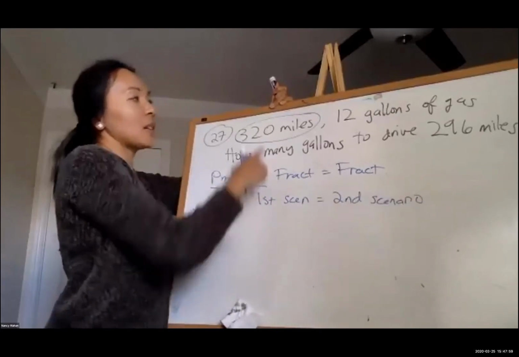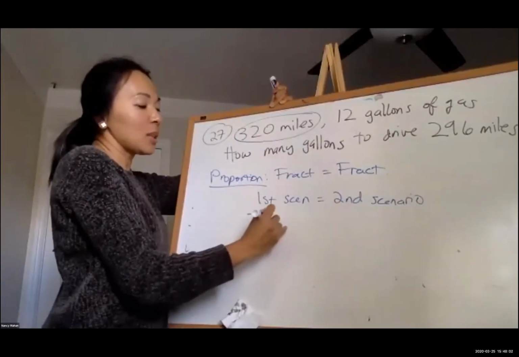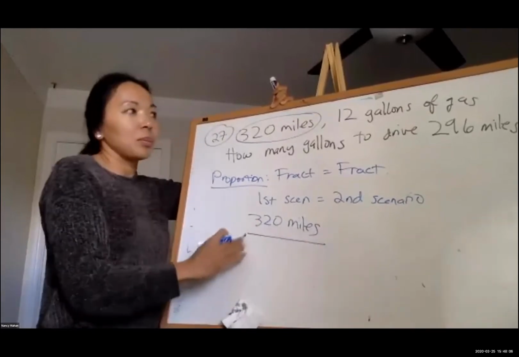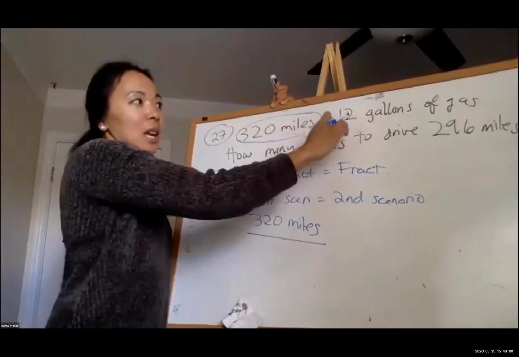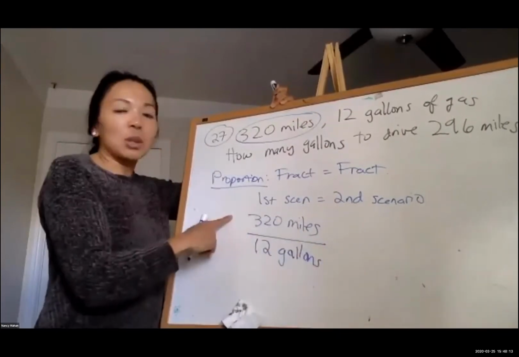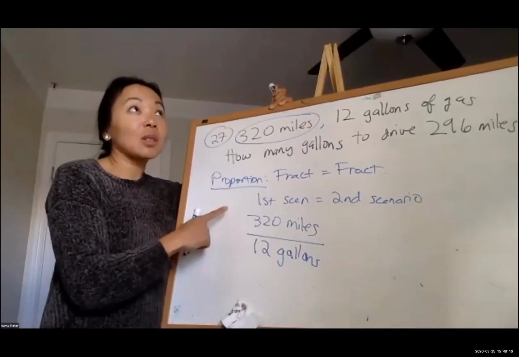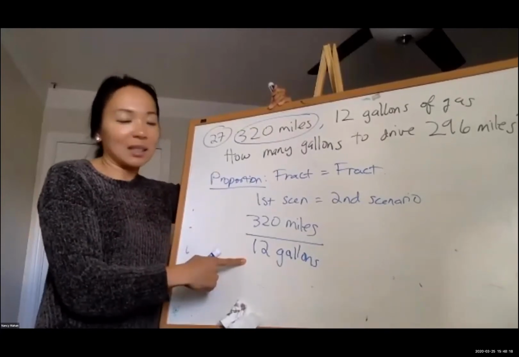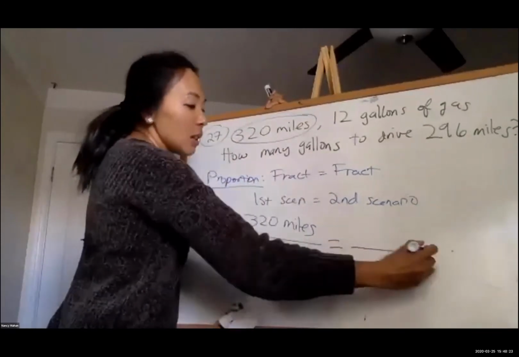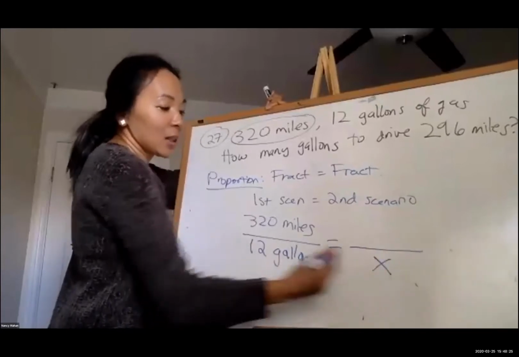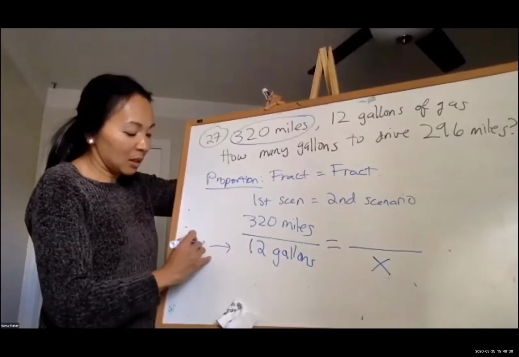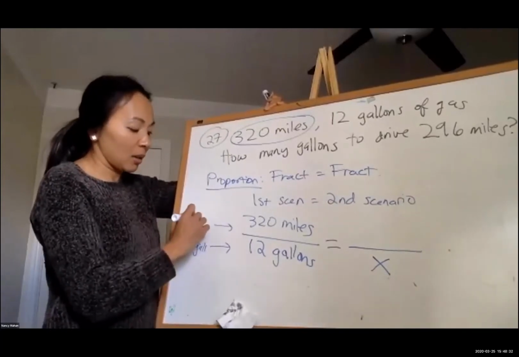The first scenario is that she drove 320 miles and she used 12 gallons. I'm going to write it as a fraction. For 320 miles, she used 12 gallons of gas. This is equal then to how many gallons. Here, we want to know how many gallons, so I'm going to put X. The denominator here is gallons, and the numerator here is miles.